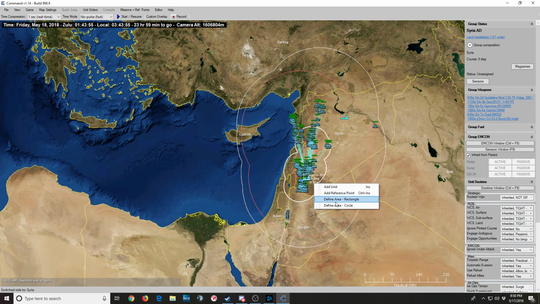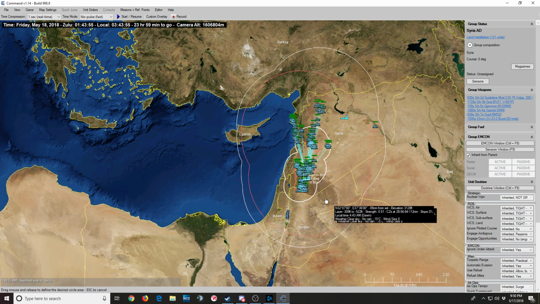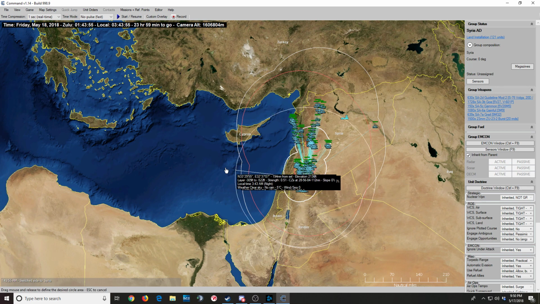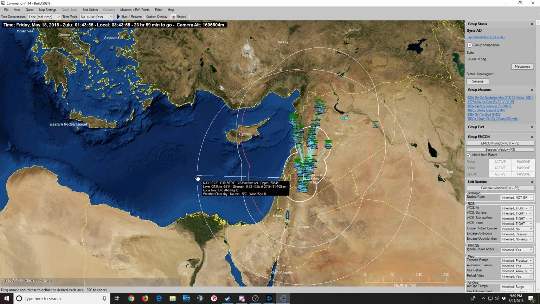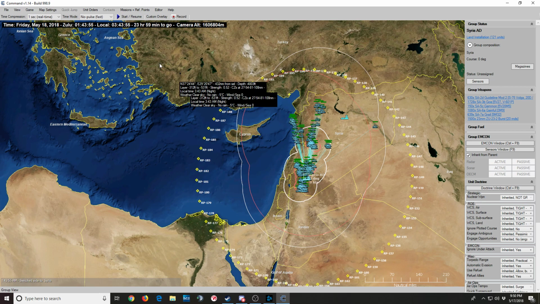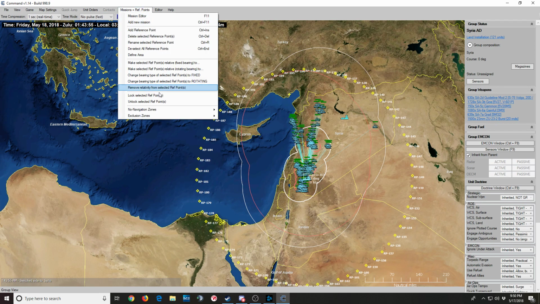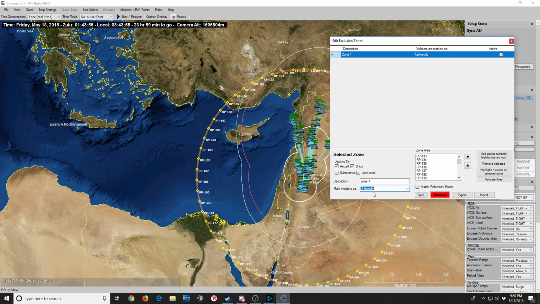However, what we can do is make a circle around them about this far out, so it includes their entire AD bubble. And we're going to make an exclusion zone. Anything that moves into this area is going to be hostile.